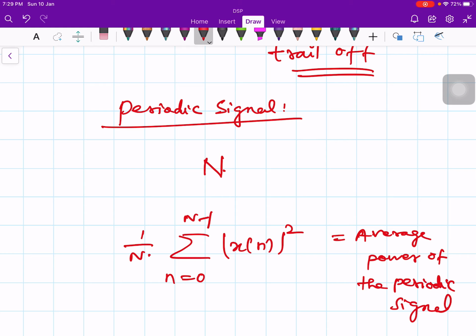In the next lecture we will talk about elementary signals. Okay, so we will look at some typical elementary digital signals.